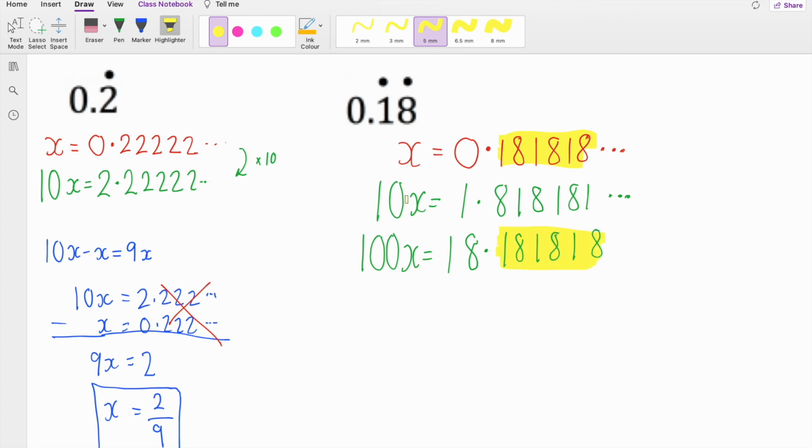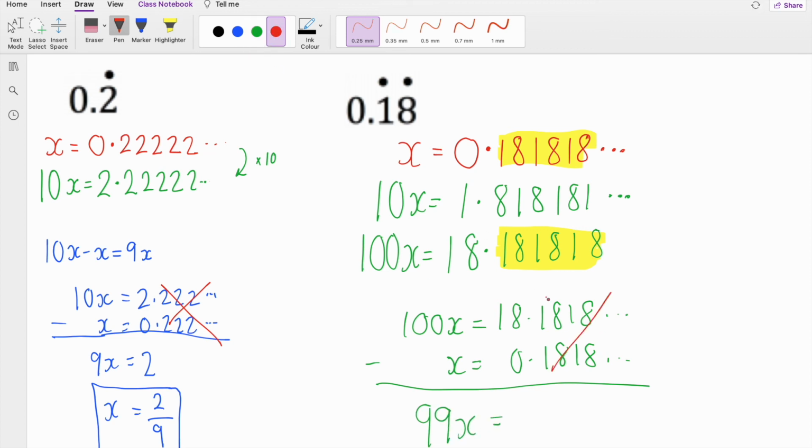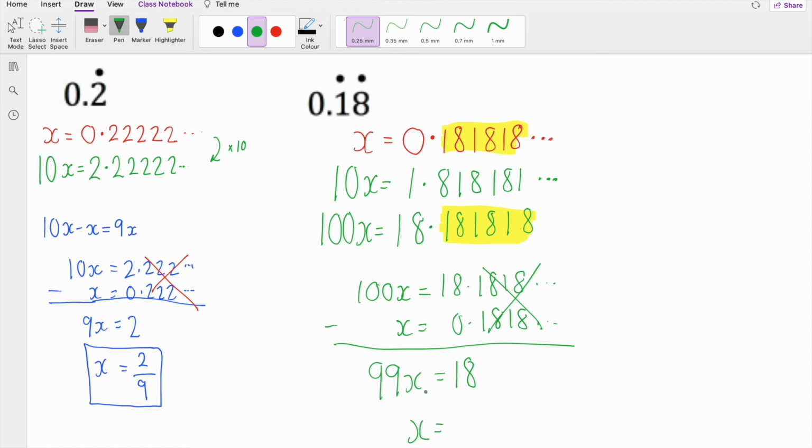So I'm going to subtract x from 100x. I'm going to write that here. 100x is equal to 18.1818, etc. x is equal to 0.1818, etc. If I subtract one from the other, 100x minus 1x is 99x. And if I subtract this decimal, I eliminate the recurring part, and I just end up with 18 subtract 0, which is 18. And to get x on its own, I need to divide both sides by 99. So my answer is 18 over 99. Again, you can type this into your calculator to check, and when you type this in, you should get 0.18 recurring.